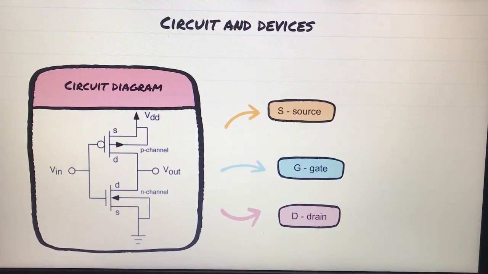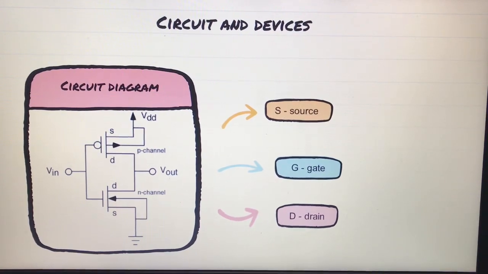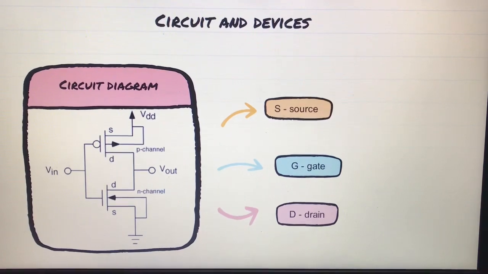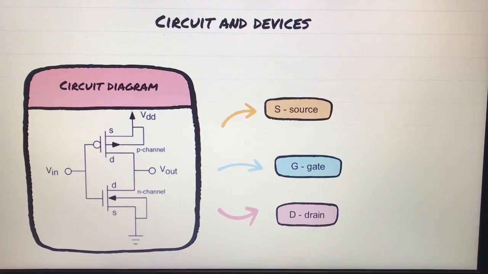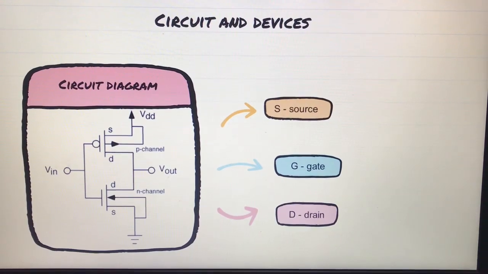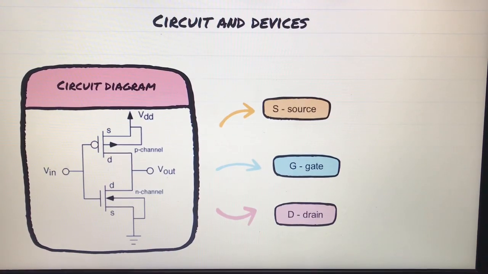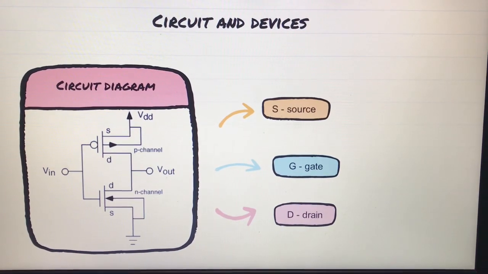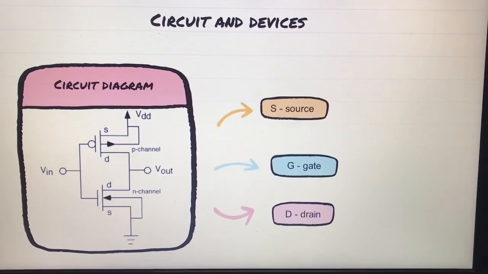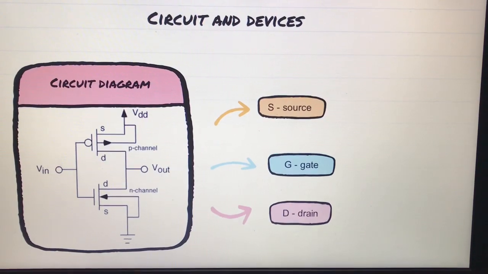Source and drain function to control the current entering and leaving the circuit, while the gate also controls the current flow, on or off, depending on the voltage applied to the gate. So current can flow from the source to drain or drain to source, depending on the type of MOSFET.